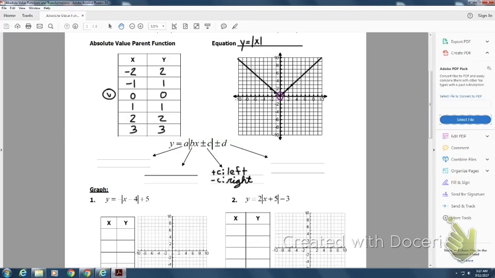And then outside, it's going to affect the Y values, and it's going to do about what you think it would do. So if it is plus D, which direction is that going to go? Up. Minus D. Down.